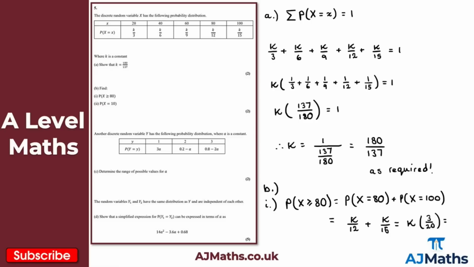So I'll just quickly do this on my calculator. 180 over 137 times 3 over 20. And what I get for this probability is 27 over 137. Okay, so 27 over 137, that's the first probability.